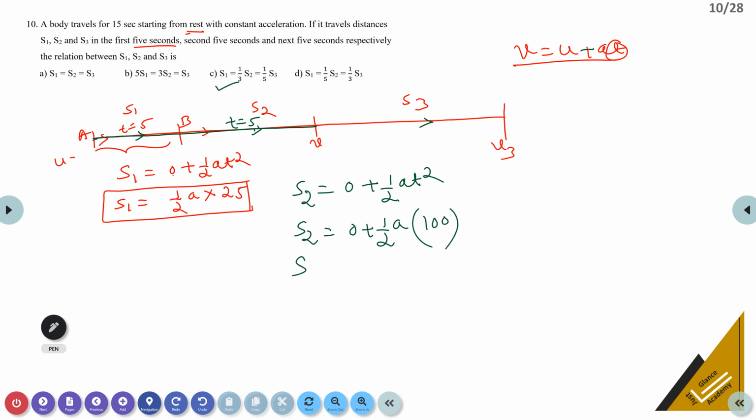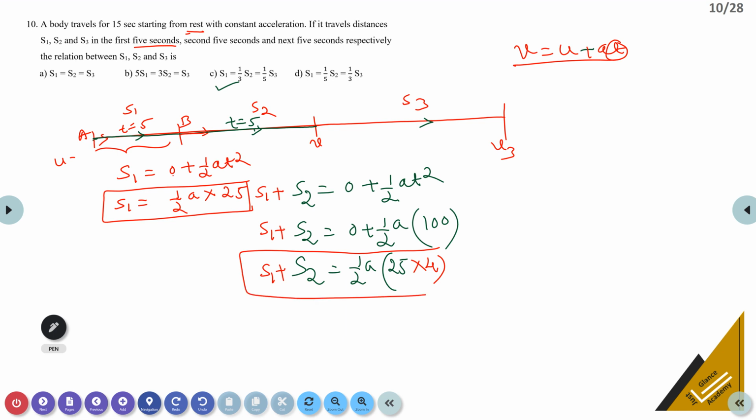This means S2 equals A into 25 into 4. Can I split it like this? I can write it. Okay, fine, no problem. But I want to calculate only this. It is not only S2, students, it is S1 plus S2. This is S1 plus S2.